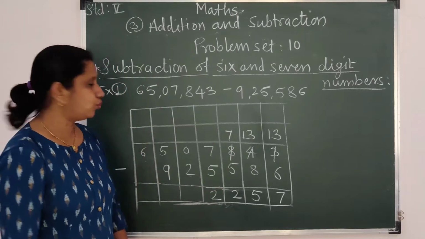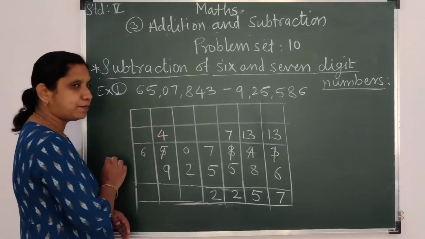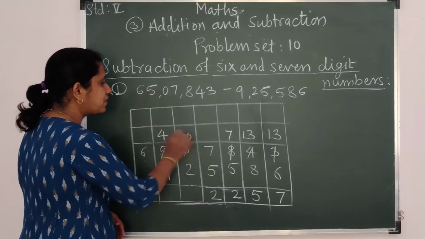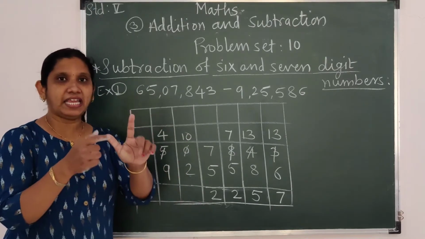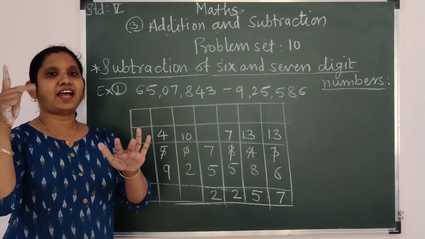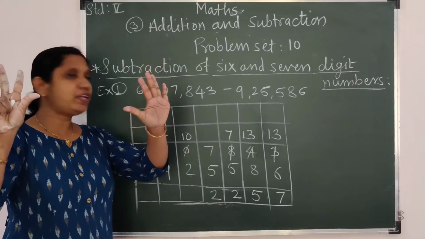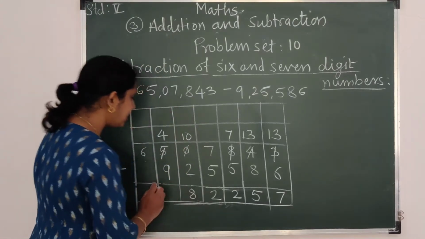0 minus 2. Not possible. Go to the previous number, cancel. What will remain? 4. This number becomes 10. Now next number of 2 is 3, 4, 5, 6, 7, 8, 9 and 10. So how many fingers are these? 8 fingers. So our answer is 8.